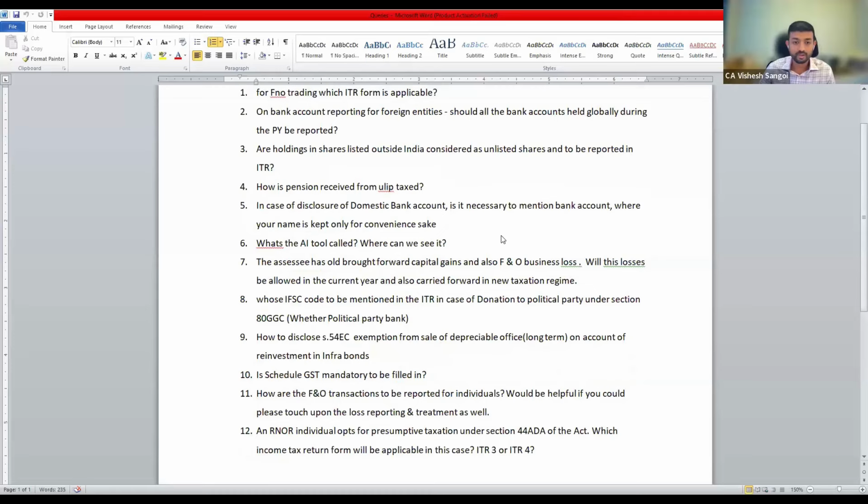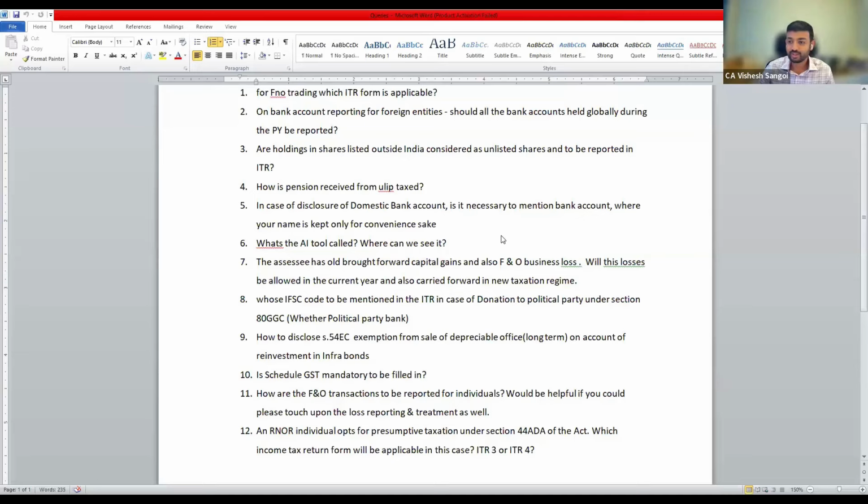Right. Okay. So the next question is how is pension received from ULIP taxed? It's more from a technical point and not actually the reporting point. If either of you can take it. So, according to me, pension received from ULIP is taxable. Here one has to see which is the scheme and whether it is uncommuted or commuted, and accordingly decide on the taxability. These days there are a lot of pension schemes available in the market. So one has to actually read the document carefully before making it taxable. Correct.